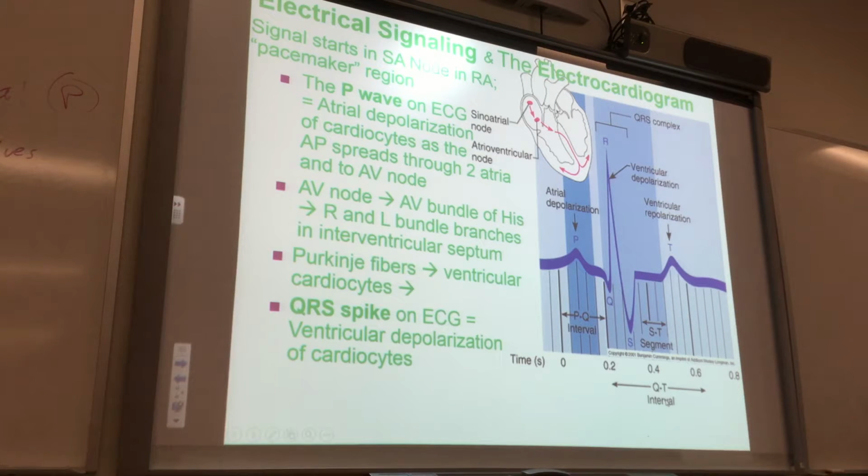Now, if all the cells in the atria depolarize, then all the cells in the atria have to repolarize. You can't see atrial repolarization on the ECG because it's hidden underneath ventricular depolarization, which is so huge. So all the atrial cells depolarize, they repolarize, and you can't see it. Ventricular cells depolarize, that's QRS, and then all the ventricular cells repolarize, that's the T wave.